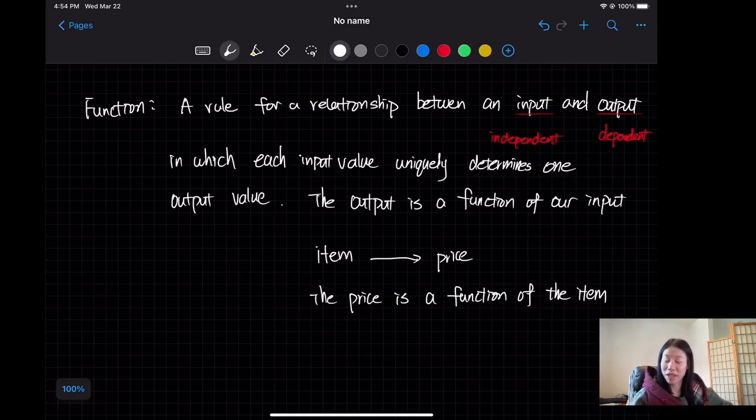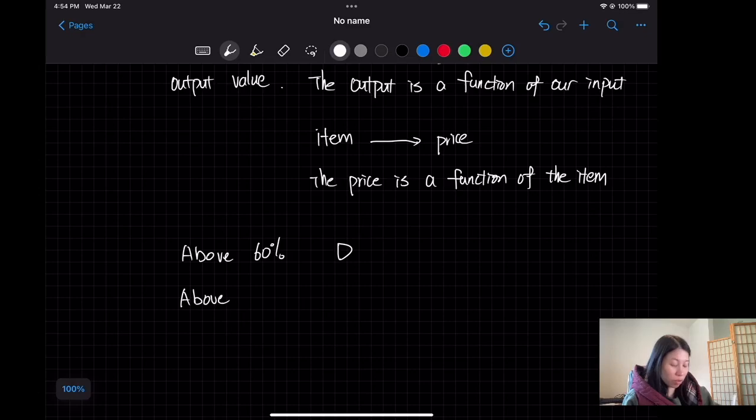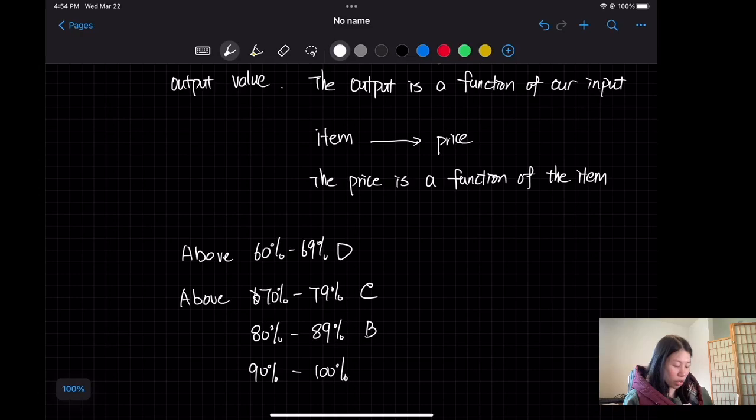Another example that we see all the time is our grading scale. If you're above 60%, you will earn a D. If you're 70% to 79%, you will earn a C. If you are 80% to 89%, you will earn a B. If you are 90% to 100%, you will earn an A. Otherwise, you will get an F.